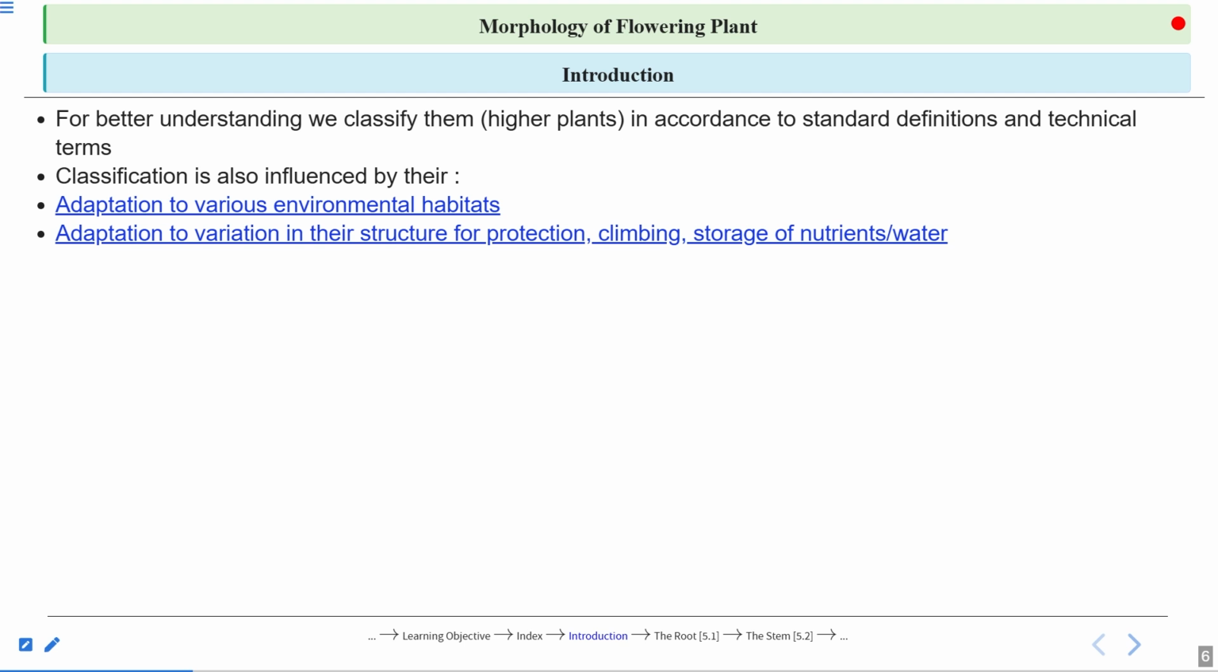Climbing. For climbing also, they have tendrils. In some plants, you will see that they have stem tendrils. In some plants, they have leaf tendrils. In some plants, the whole apical bud is transformed into tendrils.